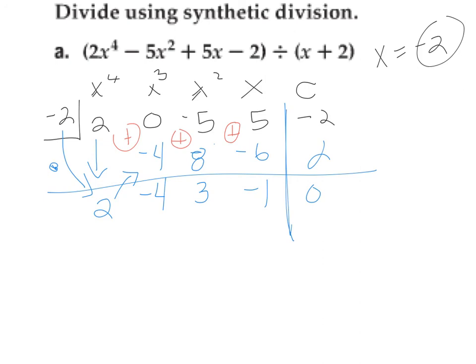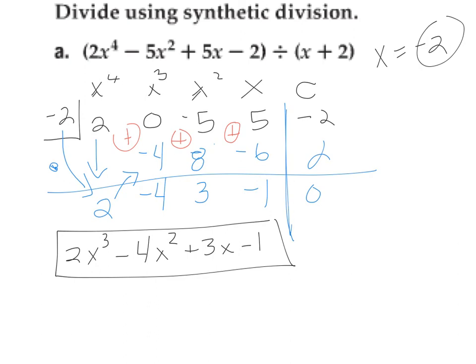What happens then is that in my x to the 4th column, my quotient is going to have 1 less power than that. So this would actually end up being 2x cubed in my quotient minus 4x squared plus 3x minus 1. And there's my answer, and there was no remainder this time.